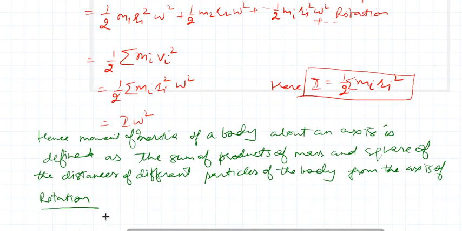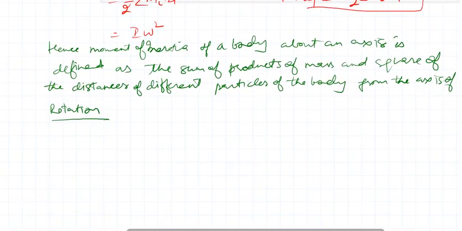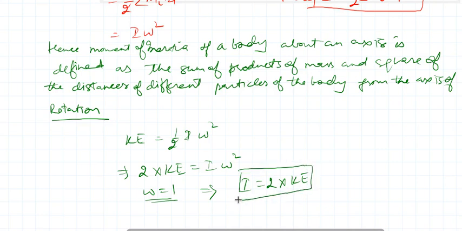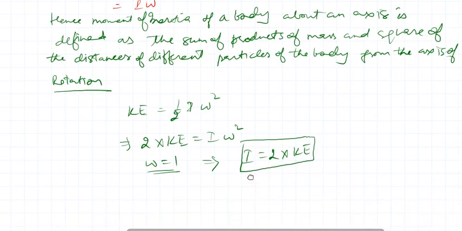So this is a simple definition. We can define it in a different manner also. The kinetic energy of rotation, as we have defined, is half I omega square. So from here I can say that 2 times the kinetic energy is equal to I omega square. But if omega becomes unity, then we can say that the moment of inertia I is equal to twice the kinetic energy, right? So this is another way to look at its definition.